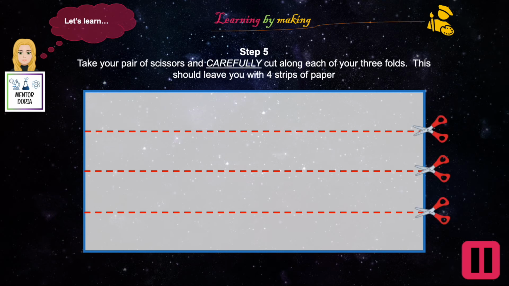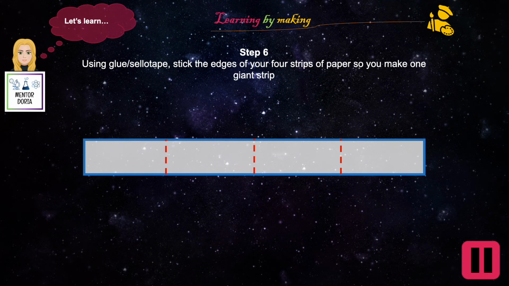Take a pair of scissors and carefully cut along each of your 3 folds. Make sure you get an adult to help you with this step. After completing this, you should be left with 4 strips of paper. Using glue or sellotape, stick the edges of your 4 strips of paper together so you make one giant strip.